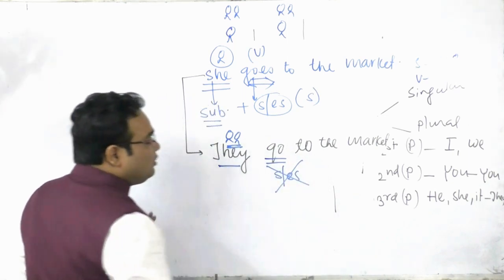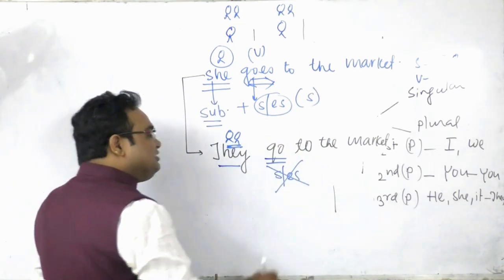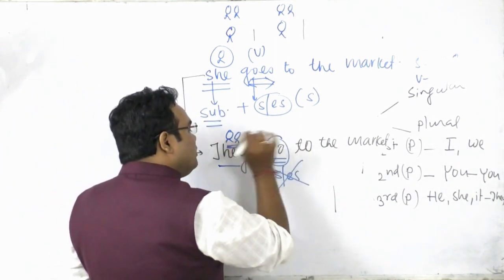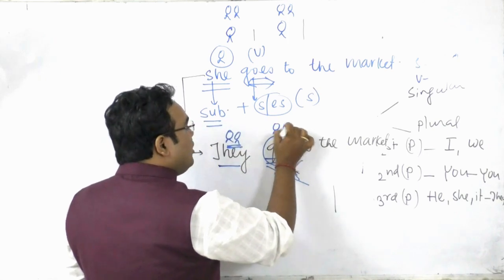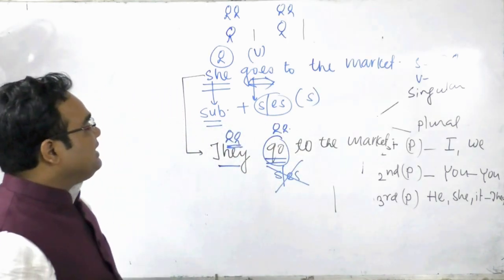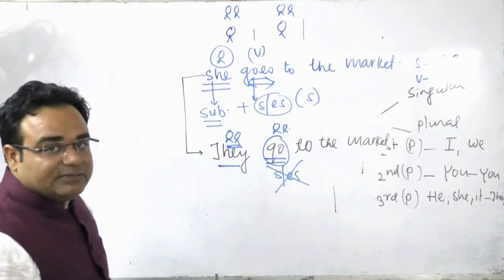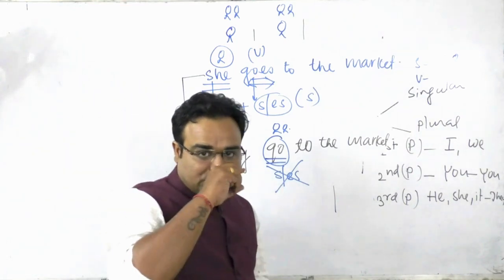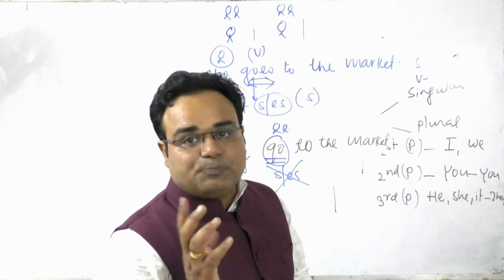Means in verb you don't have s or es. That is why this go is plural. Alright. So they go to the market. That is why it is right. Alright. So you have well understood what is singular and what is plural.